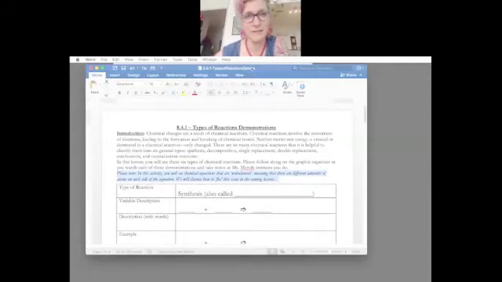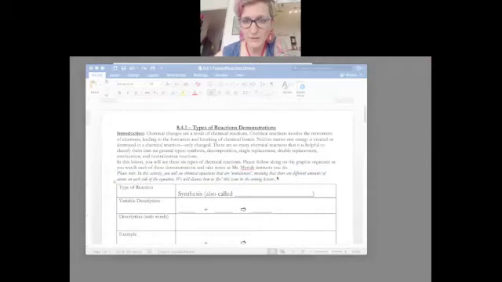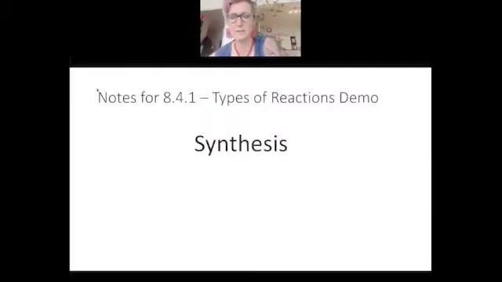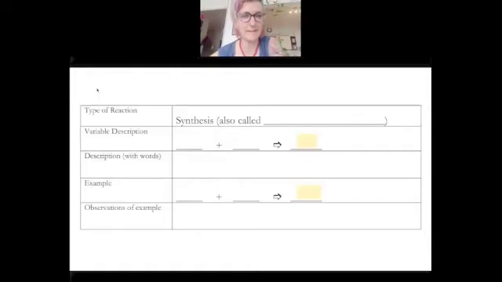So with that, I am going to move on to the next part of filling this in. I'm going to share out our PowerPoint. I'm going to start here with our types of reactions demonstration. This is the little box that we're going to fill in: the type of the reaction.